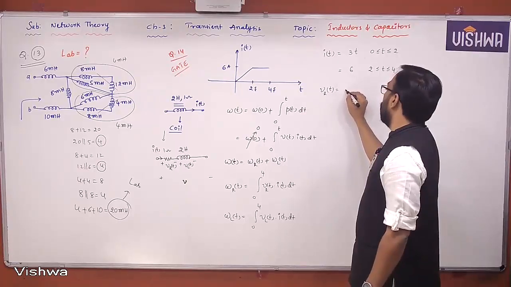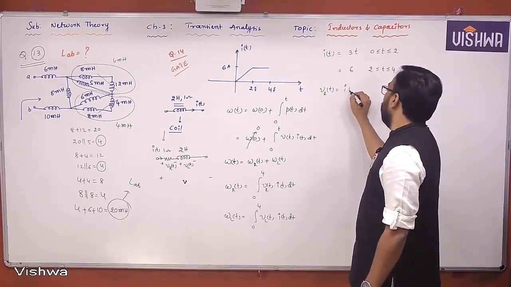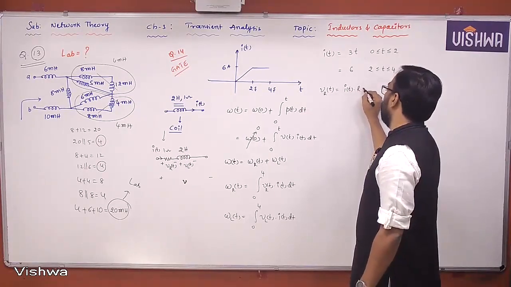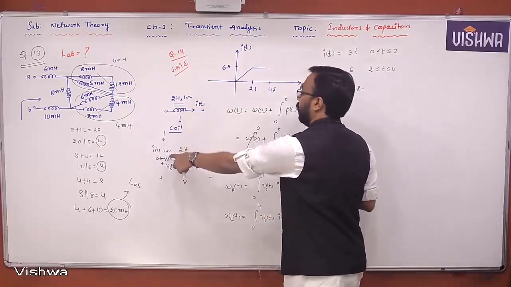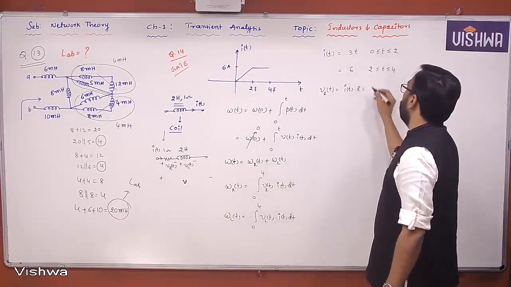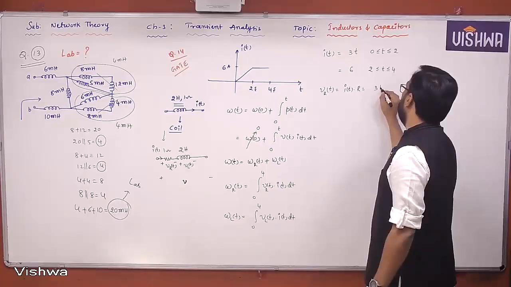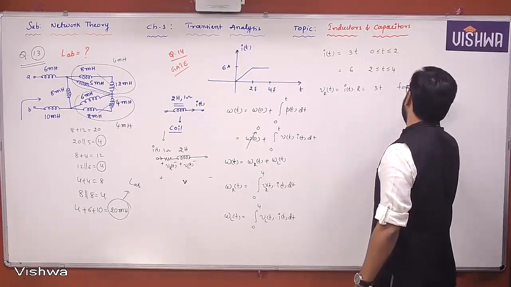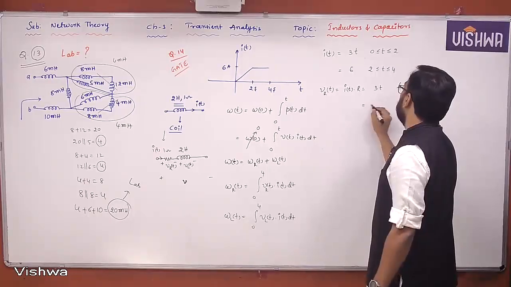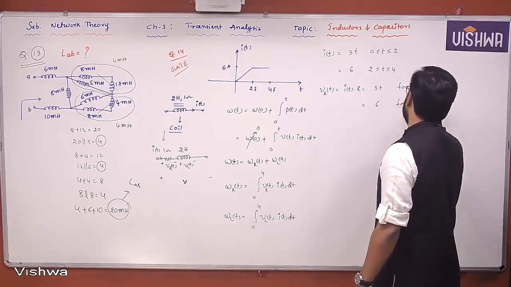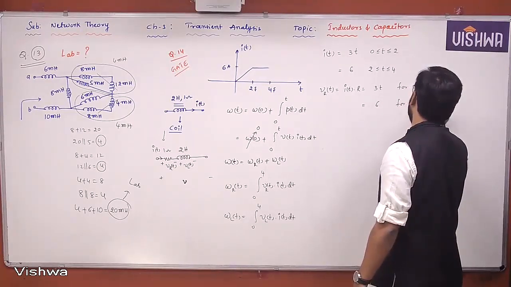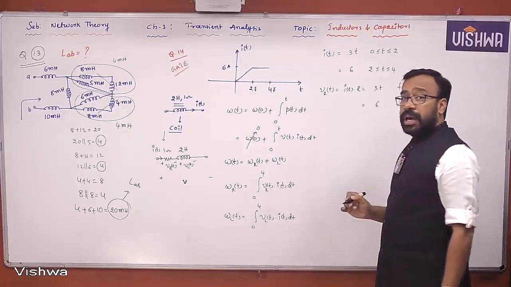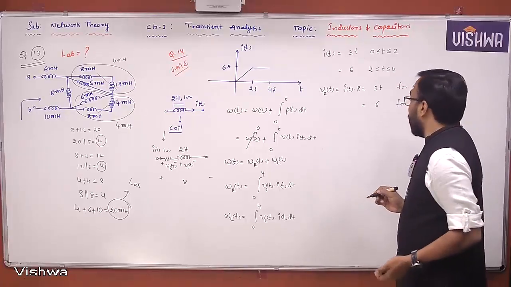Okay. Now let's find what is VR of t. VR of t is nothing but I of t into R. Yes or no? What is R here? Simply 1 ohm. Therefore, you will get again the same: 3t for t between 0 to 2 and 6 for t between 2 and 4. All of you look at this. Later I'll give time to note down.